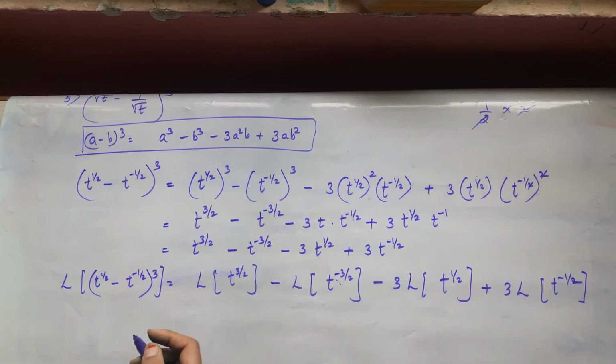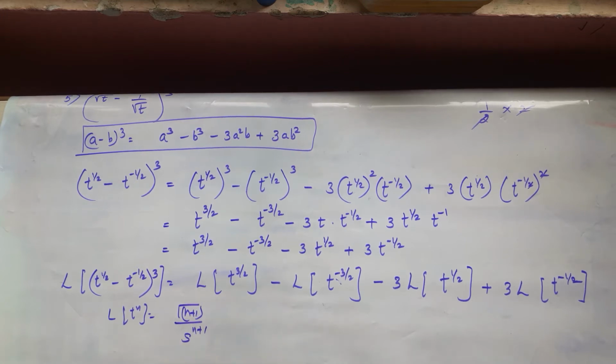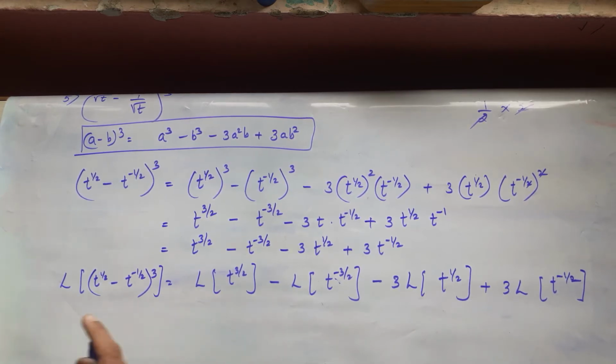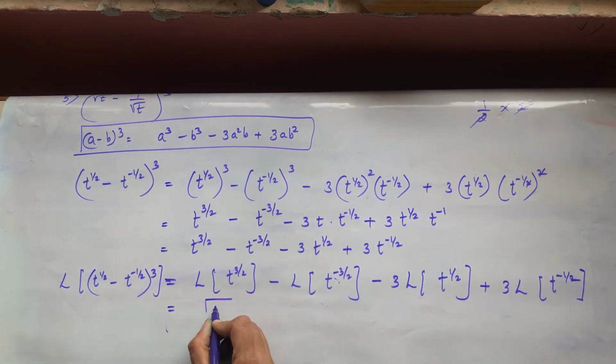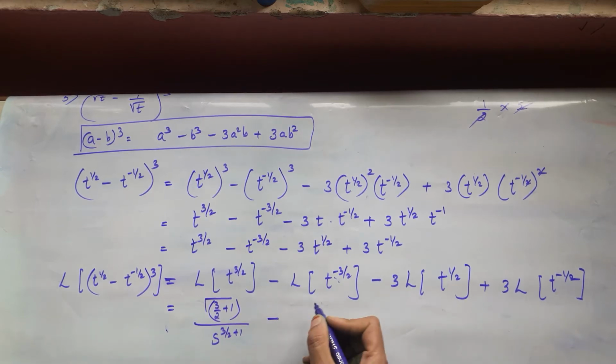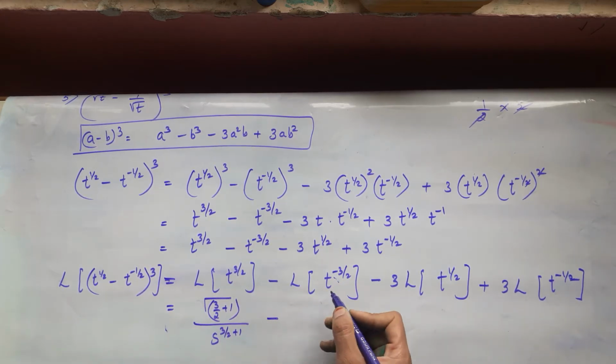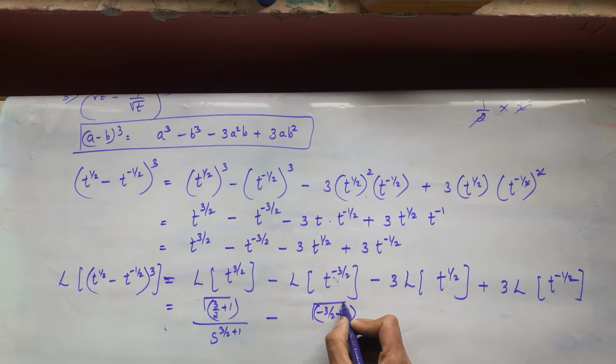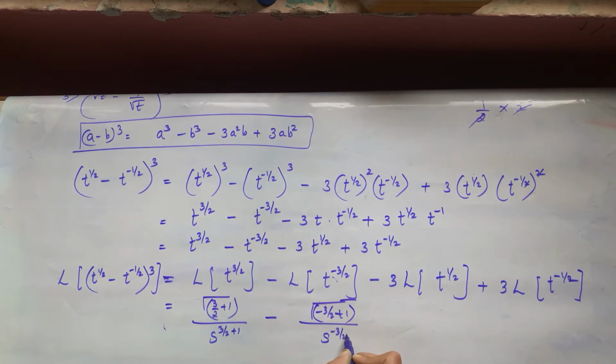Whenever n is a real number, the Laplace transform of t raised to n, as per the formula, is gamma of n plus 1 divided by s to the power n plus 1. We are going to use this. Here the value of n is 3 by 2, so it is gamma of 3 by 2 plus 1 divided by s to the power 3 by 2 plus 1. Apply that same formula, minus the Laplace transform of t to the power minus 3 by 2, which is gamma of minus 3 by 2 plus 1 over s to the power minus 3 by 2 plus 1.